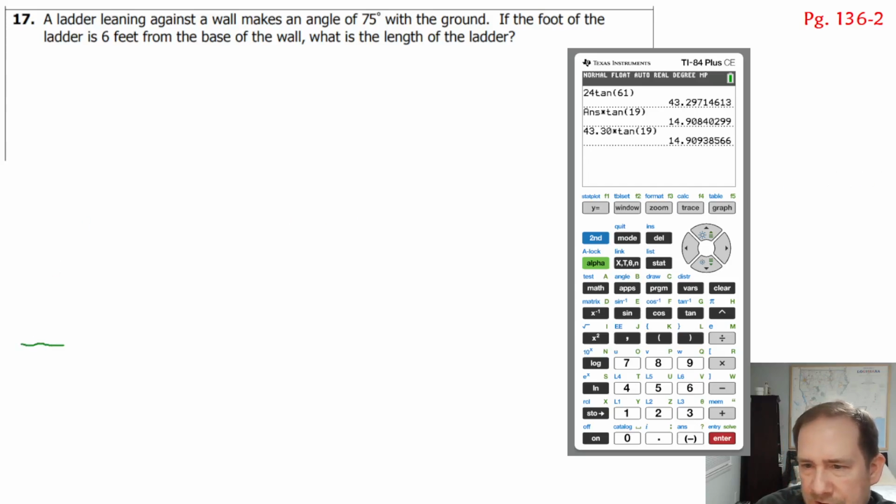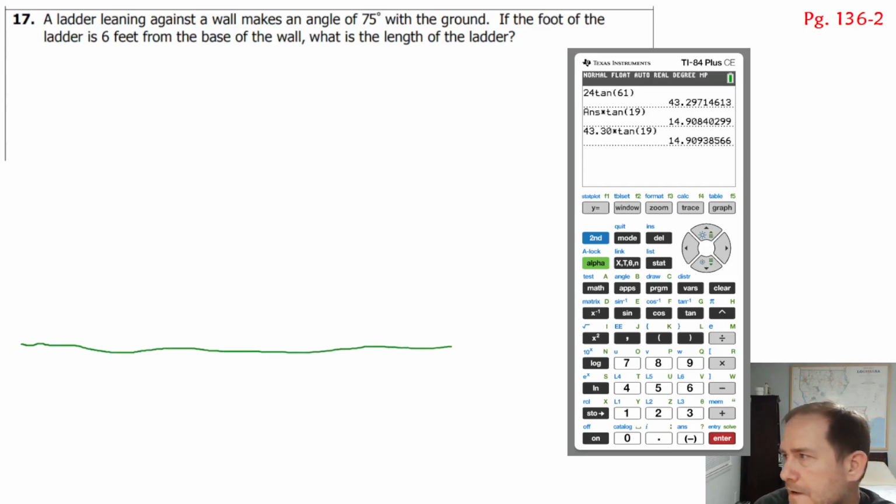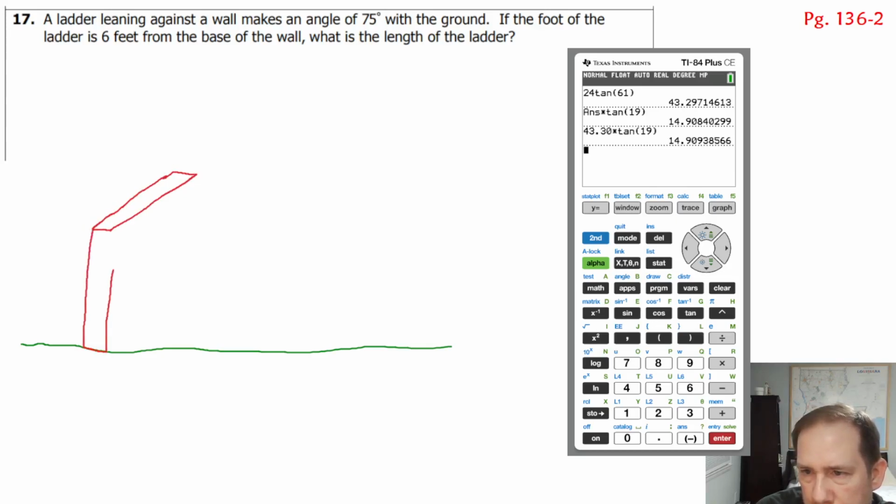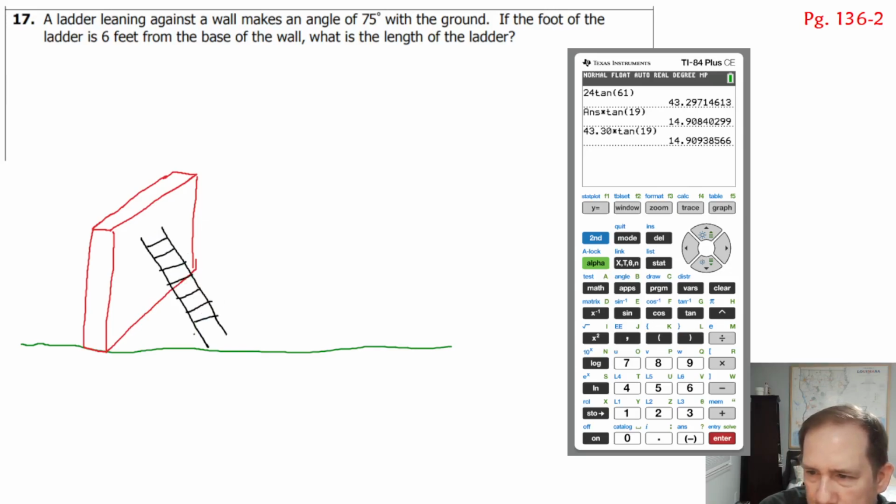Let's pretend we have a nice grassy yard. Let's pretend that in that yard there's this big old brick wall. Now, leaning against that wall is a ladder. I don't know why I'm drawing a realistic drawing. I just want to. All right.